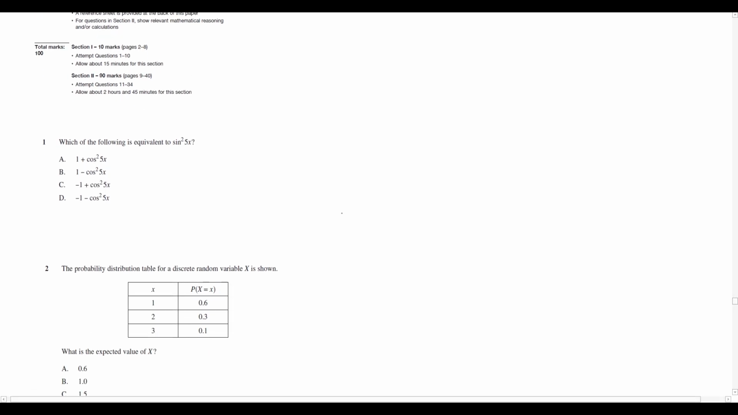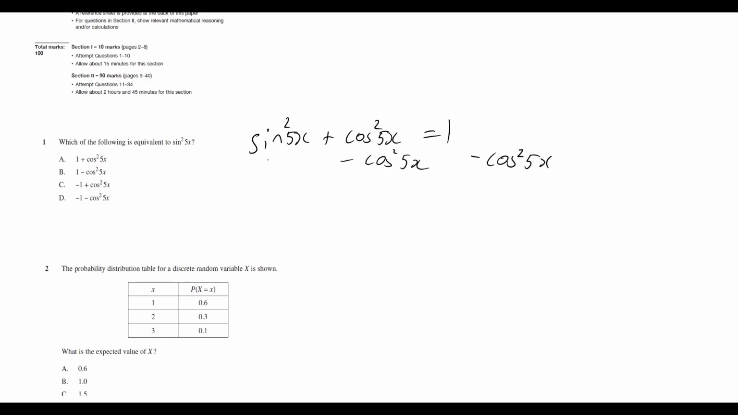Question 1. Which of the following is equivalent to sine squared of 5x? The first thing we should recognize is that whenever we have sine squared x plus cos squared x, that's always going to be equal to 1. Doesn't matter what the argument is. Here we've got an argument of 5x, as long as it's the same argument in both the sine and the cosine. With this in mind, we just solve for sine squared of 5x and subtract cos squared 5x from both sides. Then our answer for sine squared of 5x is 1 minus cos squared 5x, and that is option B. All right, cool. Let's keep going.